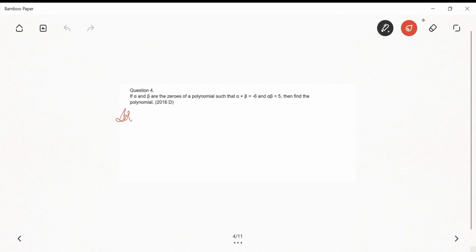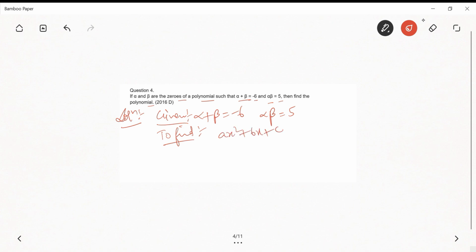Okay. So the next question is: if alpha and beta are the zeros of a polynomial such that alpha plus beta is minus 6 and alpha into beta is 5, then find the polynomial. Now in this question we have to find the quadratic polynomial. What is given to us? Alpha plus beta is minus 6, and alpha into beta is 5. What we have to find is the quadratic polynomial ax square plus bx plus c. So for this we have to find the values of a, b and c. Now let's do the solution of it.